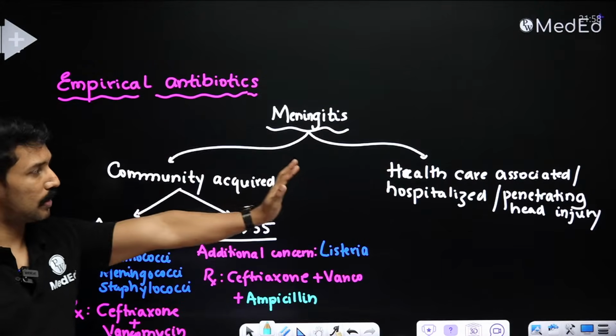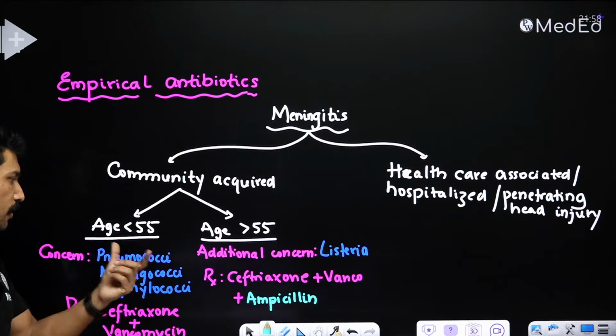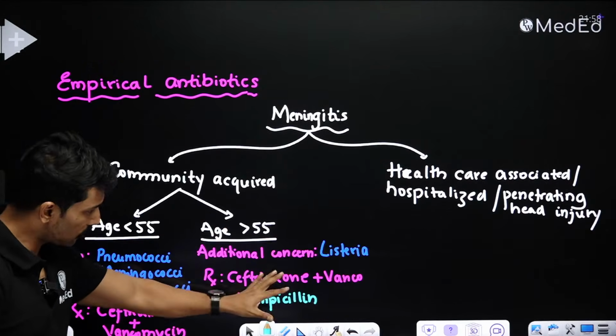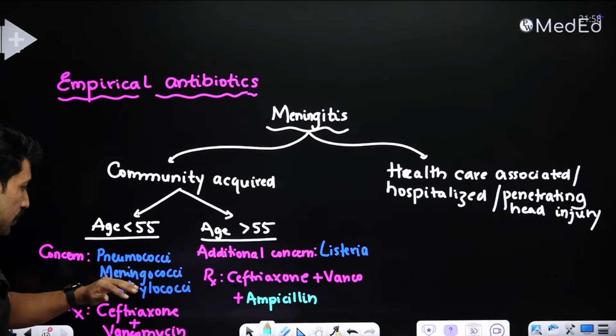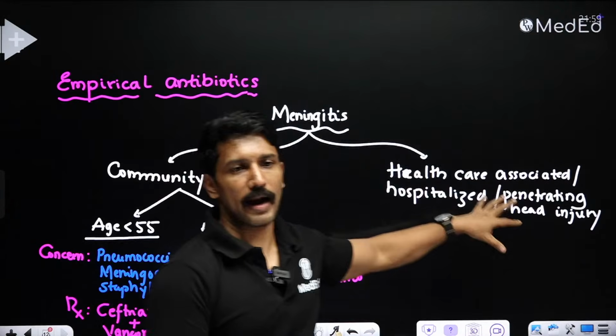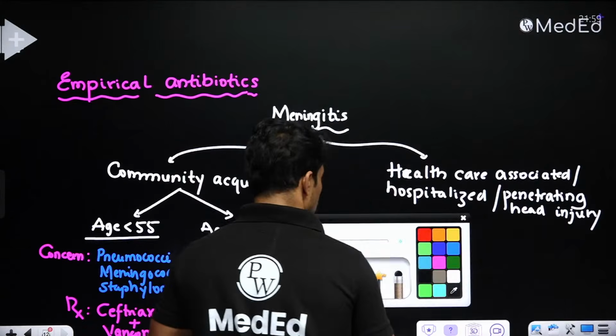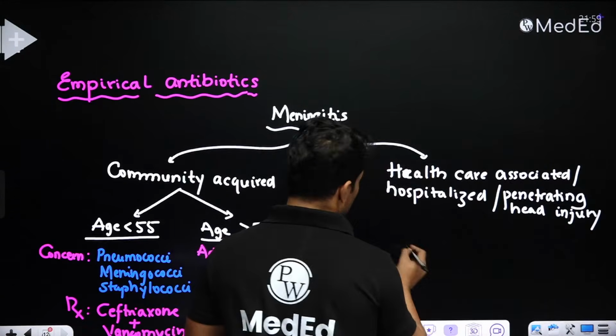Now, when I switch to the healthcare associated or hospitalized individuals or penetrating head injuries, these are all concerns, that is pneumococci, meningococci, staphylococci and Listeria, and we have an additional concern added to this, and that's going to be Pseudomonas. So now I have to choose an antibiotic that takes care of all these organisms.